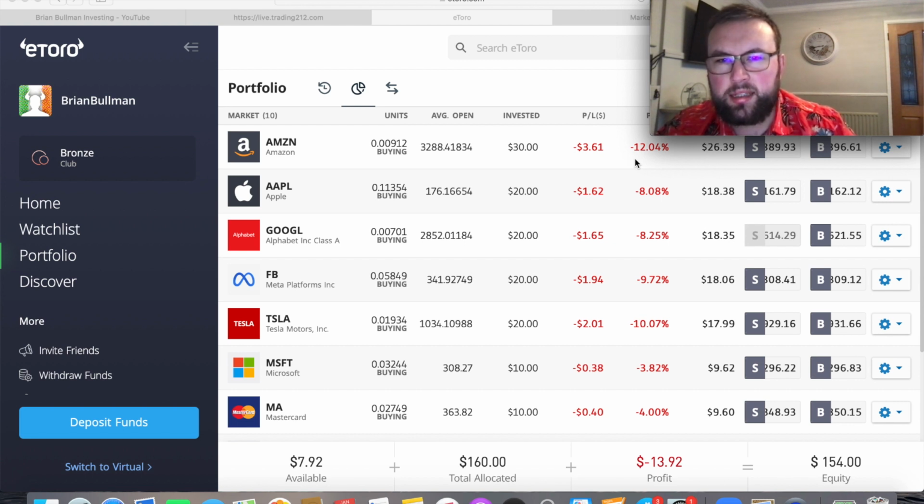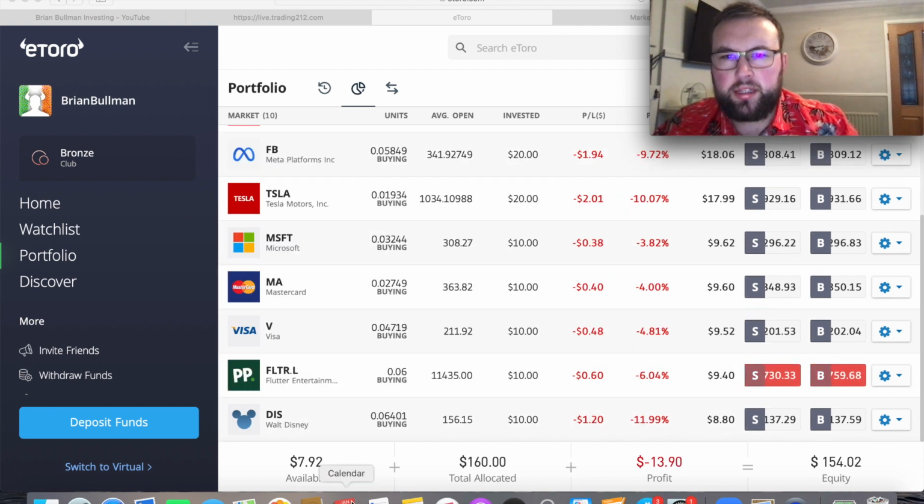But at the moment, this Etoro Growth portfolio is very much so in the red. Overall, we're only down about $13 or $14, which again is peanuts in the overall grand scheme of things. But certainly it's going to be very easy to dollar cost average here, and I'm really looking forward to taking advantage of these discounted prices. Now, if you wanted to see the bottom 3 here as well that weren't on the prior screen, we have Visa down 4.8%, Flutter down 6%, and Walt Disney is down nearly 12% as well.